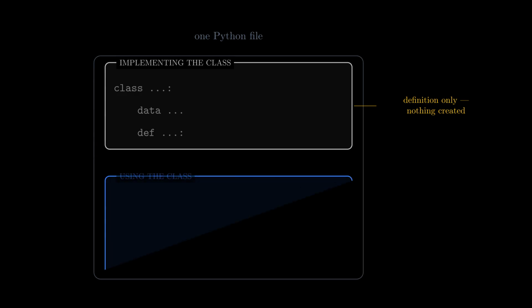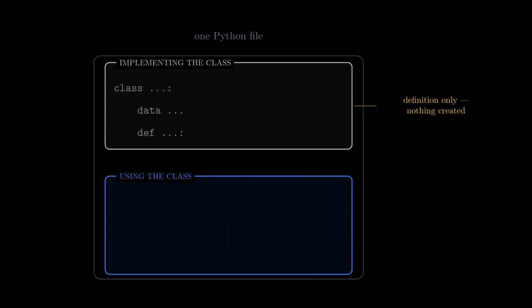Throughout this lecture, we will be switching our brains between two different activities. The first is implementing the class. We write code that tells Python this object type exists, here is the data that represents it, and here are the behaviors it has. Nothing is created at that point. We are only writing the definition.